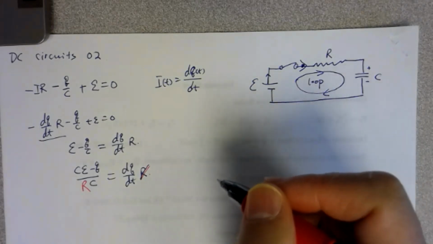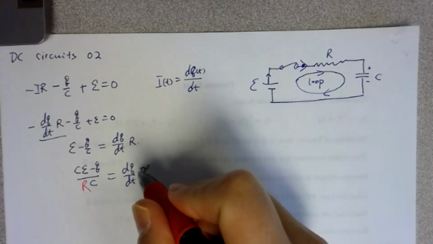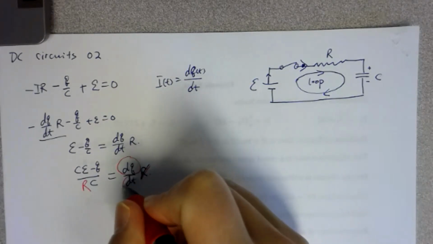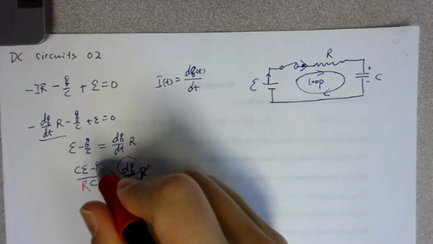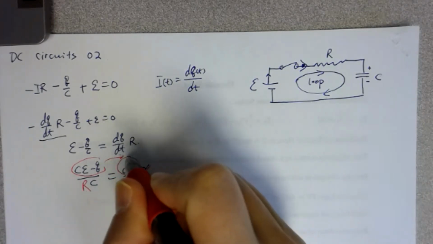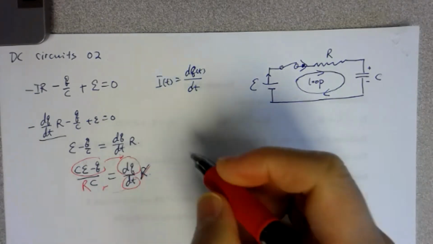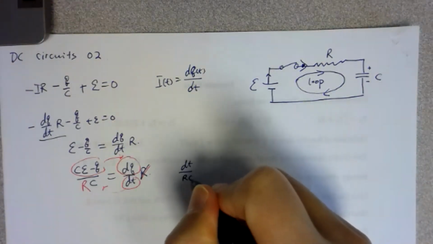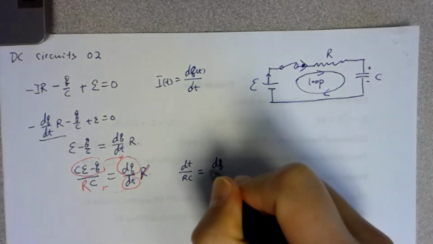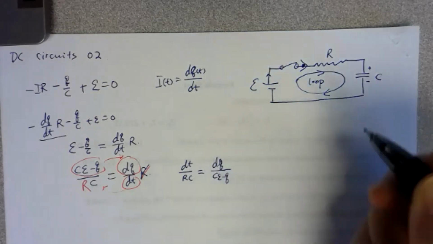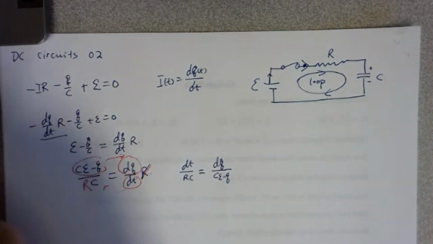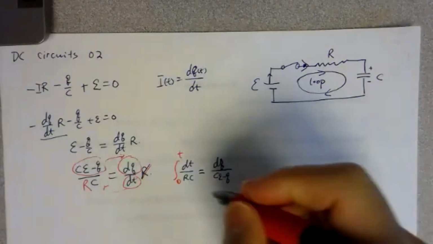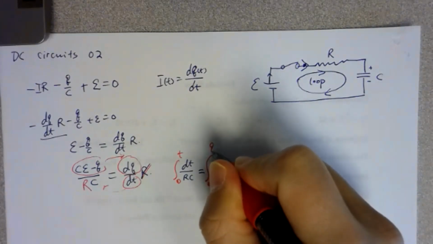Now, it's a differential equation, right? So we want to put one variable on one side and the other one on the other side. dq is one of the variables, dt is another one. And there's a q here, so you want to move this term to the same side as dq, and then this can go to the other side. So then after that, you get dt over RC equals dq over (C epsilon minus q). Then you can integrate from the initial time 0 to final time t, and on this side, initially you'll have 0 and then final will be q.